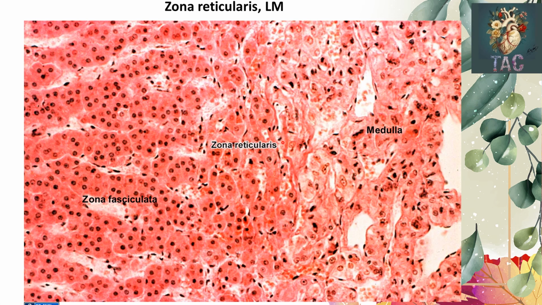So this is the diagram. Here you can see zona fasciculata, and this is the zona reticularis, and then the medulla. So here you can see deeply staining cells of the zona reticularis and columns and cords of the zona fasciculata.